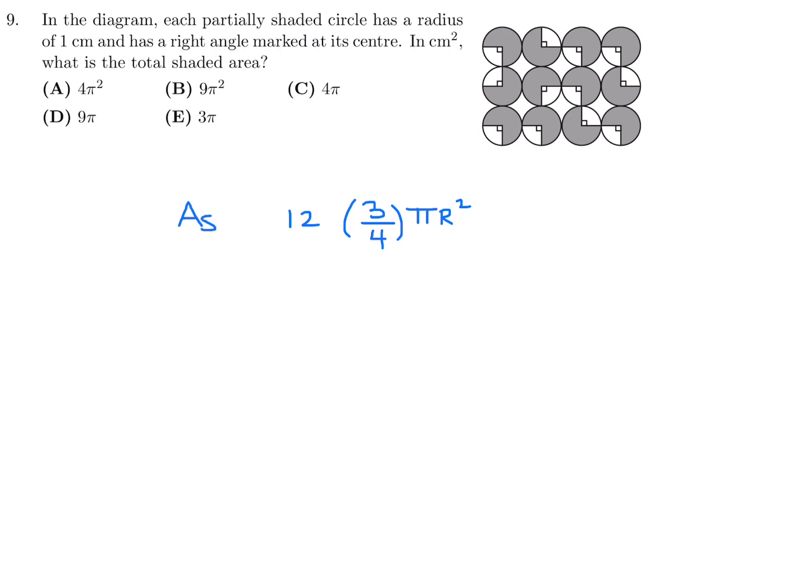So we can write AS for area of the shaded region. And now we just have to calculate this. So 12 divided by 4 is 3. 3 times 3 is 9. So 9 pi r squared. The r they gave me is 1. So that's 1 squared. So that just becomes 9 pi. So number 9, the answer is D.